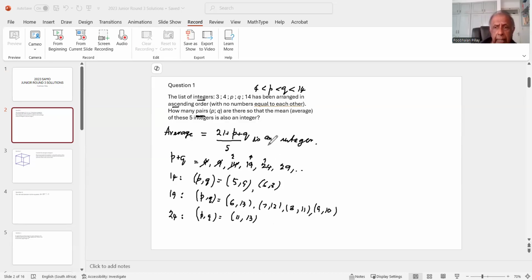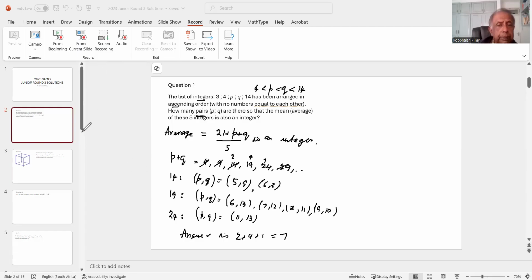And for 29, you can't have two numbers both less than 14 add up to 29 or anything bigger, because the largest possible sum is going to be smaller than 28. Both of them are less than 14. All right, so the rest of them are out. So these are the only possible numbers, and there are 2 plus 4 plus 1, and that is 7.